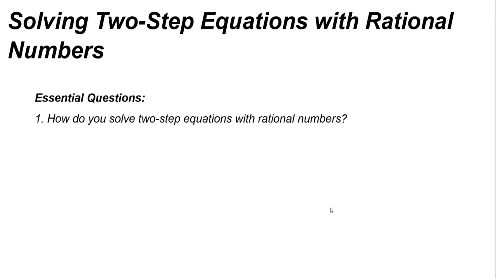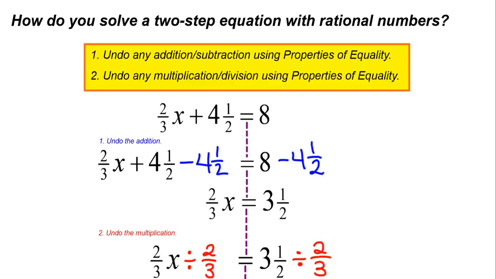In this video, we're going to be solving two-step equations with rational numbers. So our only essential question is, how do you solve two-step equations with rational numbers? Well, we're going to solve these equations the exact same way we solved them in the previous video with our integers. So the first thing we're going to do is undo any addition or subtraction using properties of equality, and secondly, undo any multiplication or division using properties of equality.